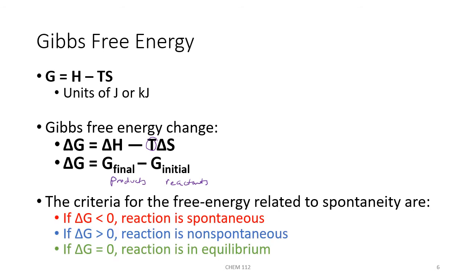In order for a reaction to be spontaneous, delta G must be less than 0. If delta G is negative, then we know the reaction is spontaneous as written. If delta G is positive, the reaction is non-spontaneous. And if delta G is equal to 0, the reaction is at equilibrium. We'll look at that special case later.